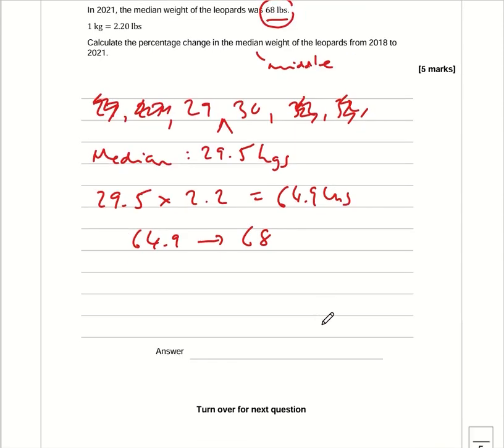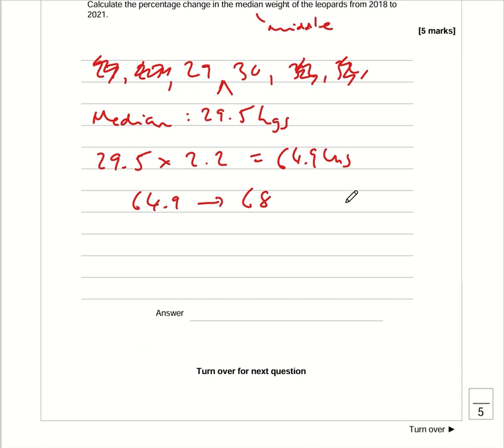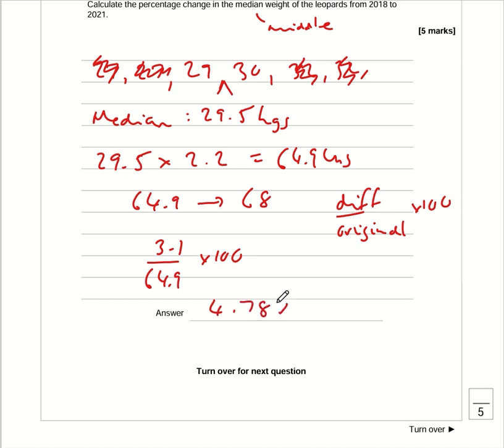Okay, so we want to work out the percentage increase from 64.9 to 68. Now remember that to calculate a percentage change, it's the difference divided by the original multiplied by 100. So what is the difference between these two values? Well, 68 take away 64.9 is 3.1, so it's 3.1 divided by what it was originally before it went up, so divided by 64.9 multiplied by 100, and that comes to, I've just rounded it to 2 decimal places, 4.78%.